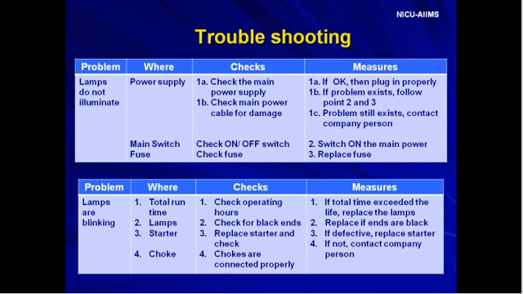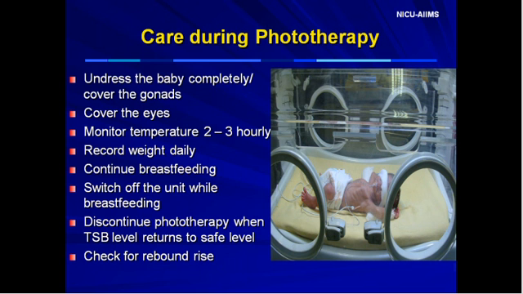If the total duration of usage has not exceeded the total life hours, then check whether the ends of the lamps are black. If the ends are black, then replace the lamp. If the ends are not black, check the starter by replacing one after another. If there is still flickering, then contact the company person.